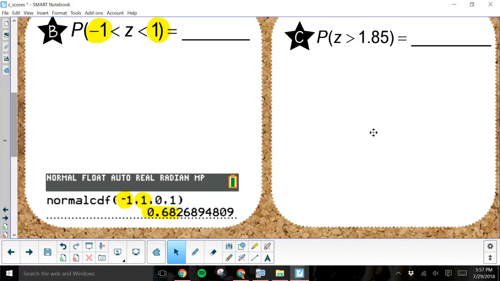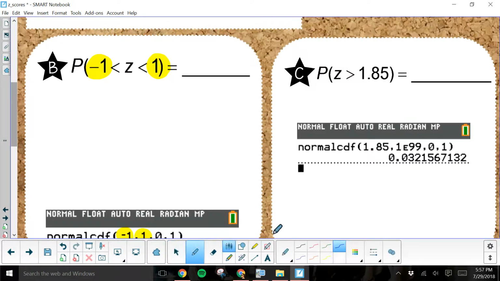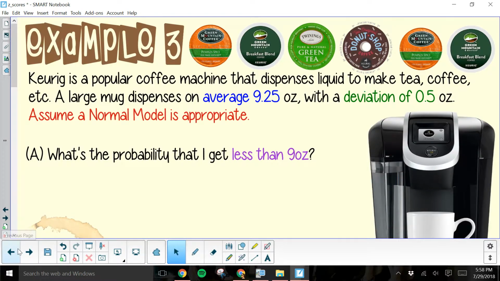So pretty close. Same thing here. You just want to make sure that the lower is 1.85, and then the upper is the one that goes to infinity. And again, pretty small number. And notice that Z-score is not that big. So let's try one last example.